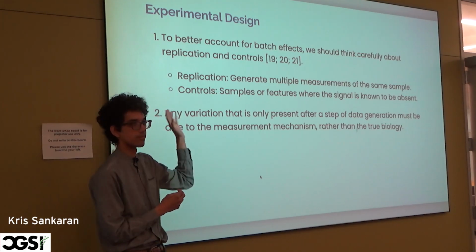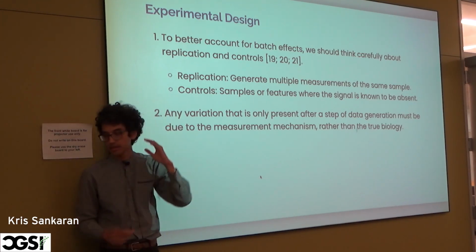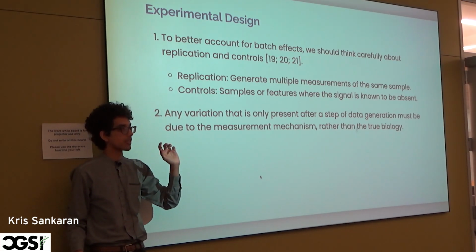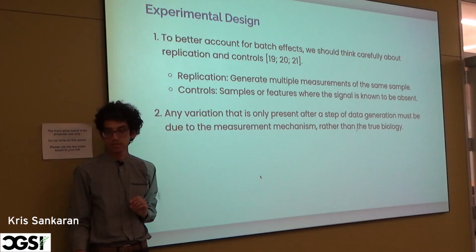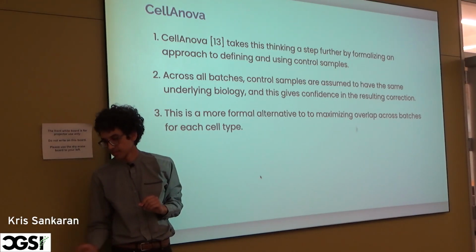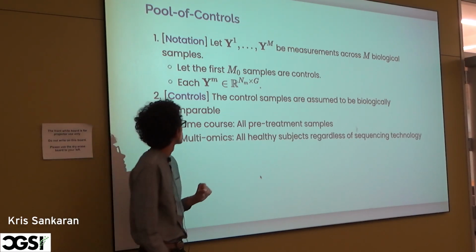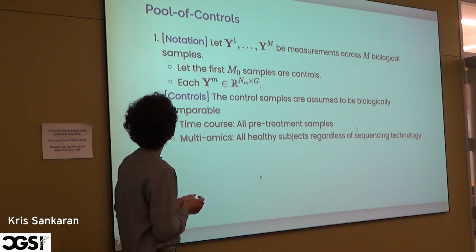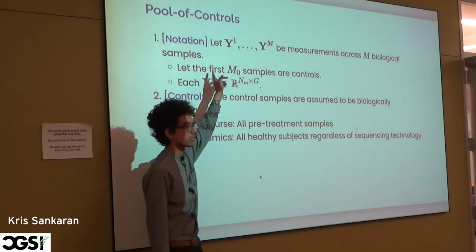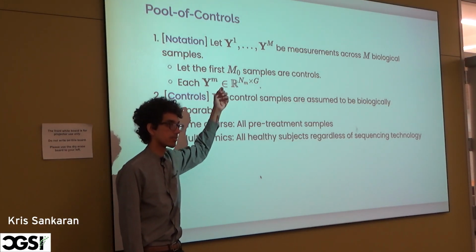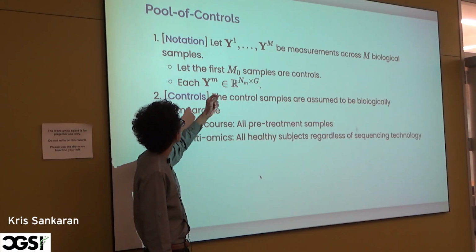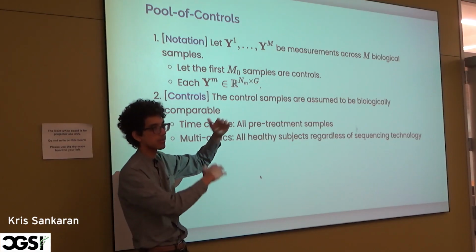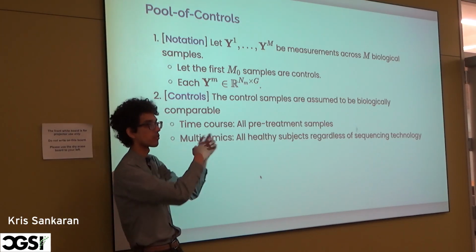So replication and controls, these are recurring themes in statistics. They're really focusing on defining the controls so that you can estimate the batch effects based on those controls. So the notation, I mentioned this is a single cell method, right? So now each person is a Y1 through Ym. These are now different people, and each of those is a matrix. So each person has many cells, many genes for each person.